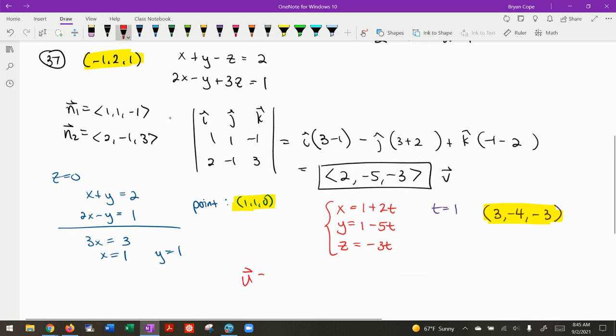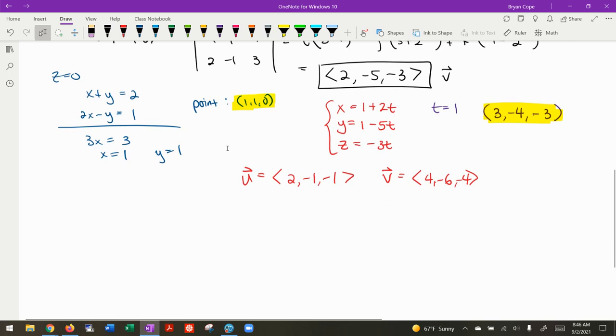All right, so vector 1, which is parallel to the plane. I'm going to take 1, 1, 0 minus negative 1, 2, 1. So I've got 2, negative 1, negative 1. And then for v, I'm going to take my point 3, negative 4, negative 3, and subtract negative 1, 2, 1. So I've got 4, negative 6, and negative 4. Those 2 vectors lie parallel to the plane. I'm going to take the cross product of those 2 vectors now.